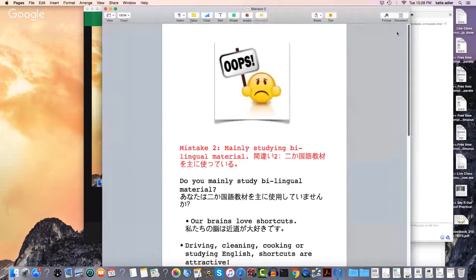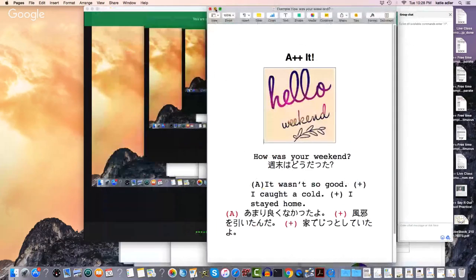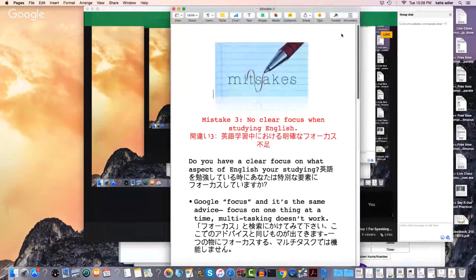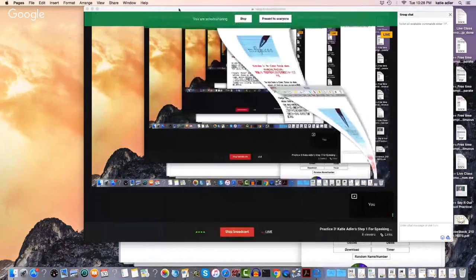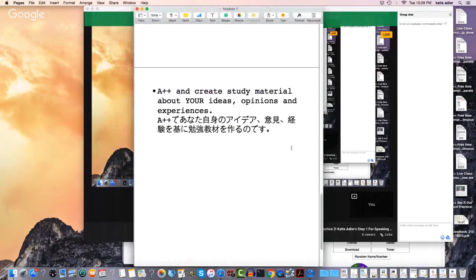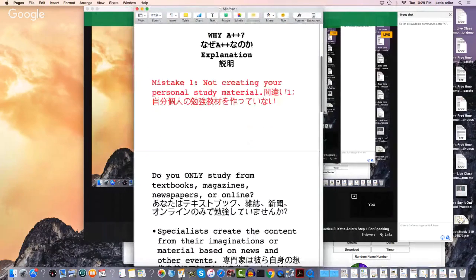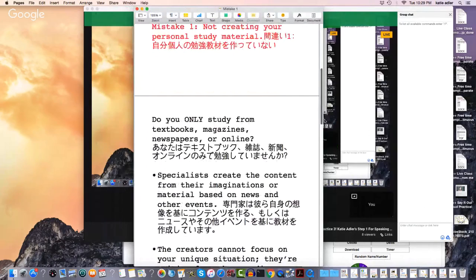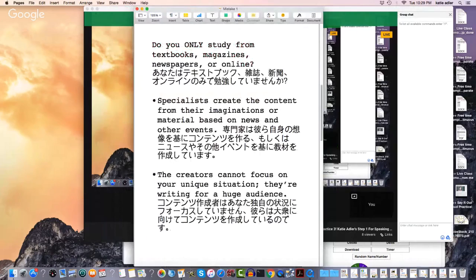Remember mistake number 2, mainly studying bilingual material. Lots of examples to help you with it. Mistake number 3, no clear focus when studying English. You want to focus on one aspect of English. It's fluency training, and that's what you need when you're studying conversation, for your ideas, your opinions, and your experiences. And the big mistake, mistake number 1, is not creating your personal study material. That is the biggest mistake that people make, only studying from textbooks, magazines, newspapers, or online.